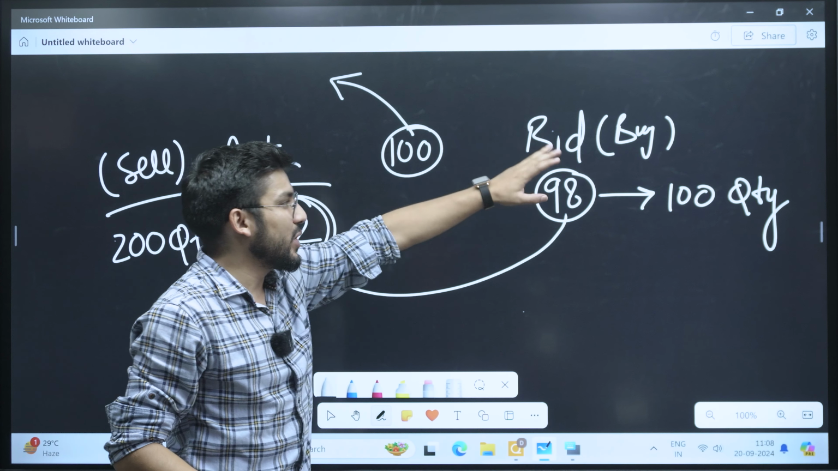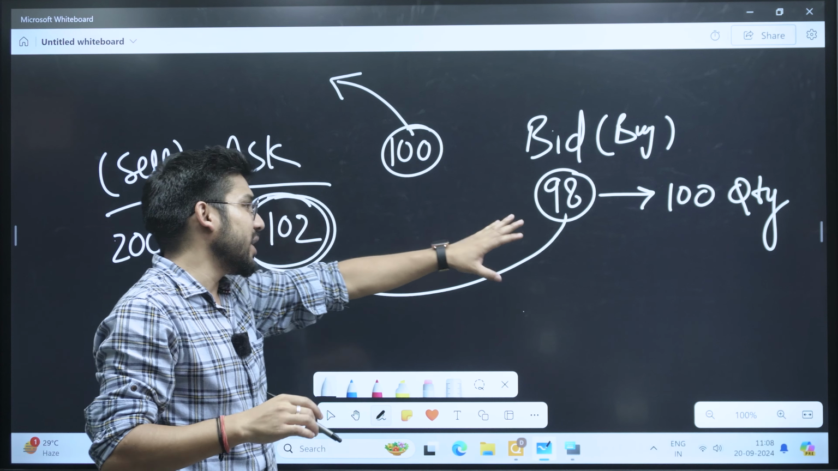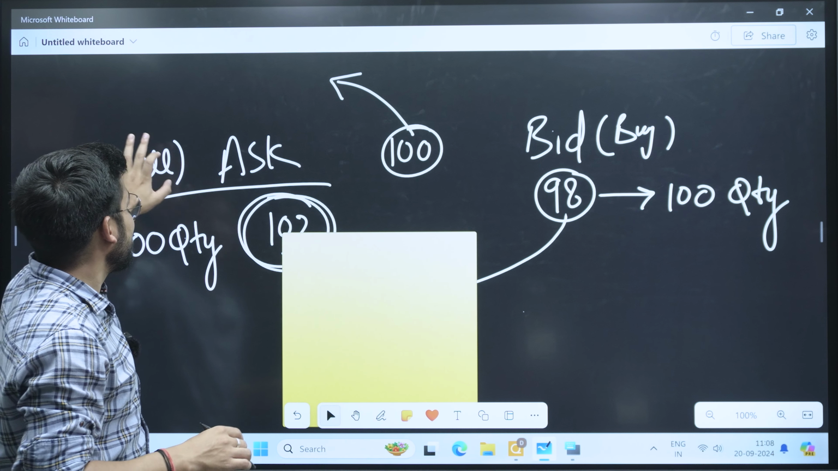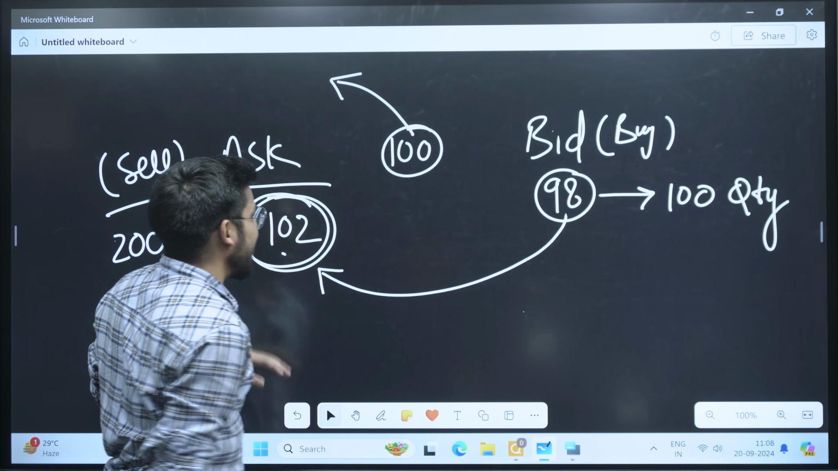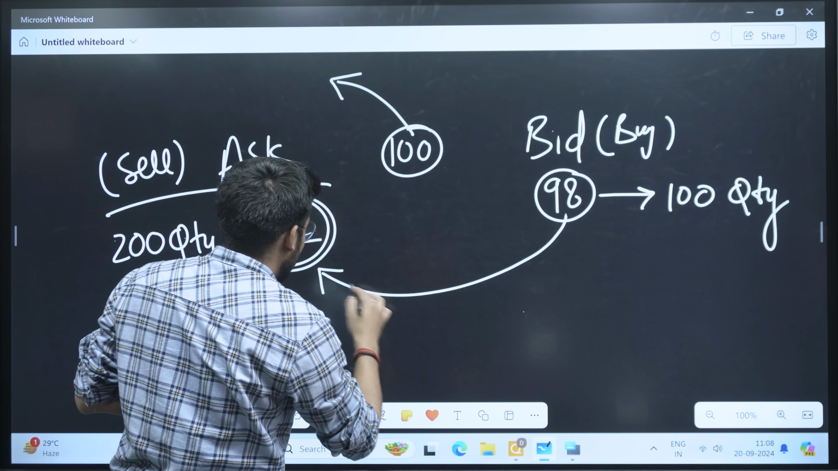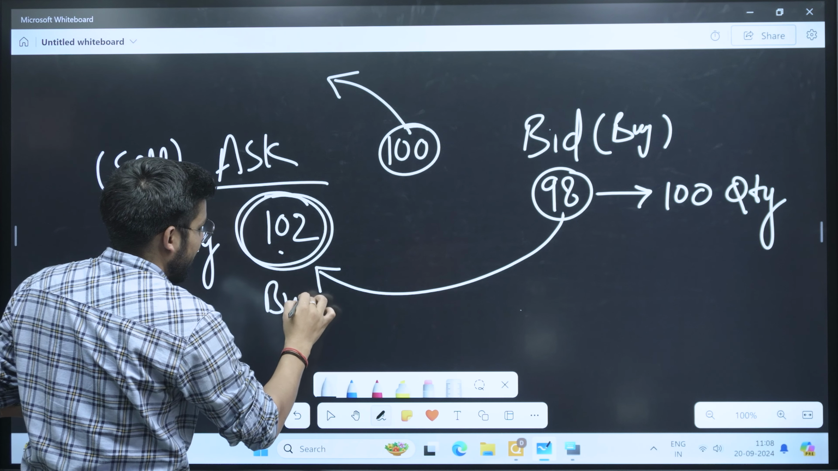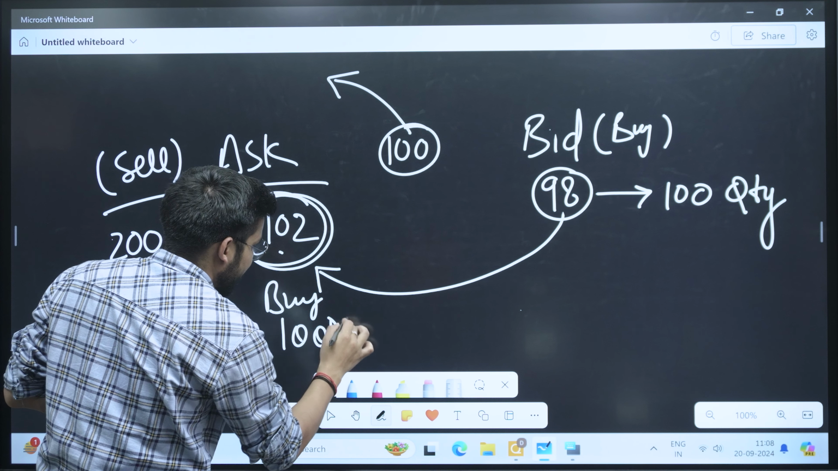So the buyers are going here, they have initiated the transaction, you can say, and they are directly going to 102. This was the price at which the sellers were ready to sell. So now they are going here, they have initiated the transaction, and from here at 102 they will buy 100 quantity from the seller.